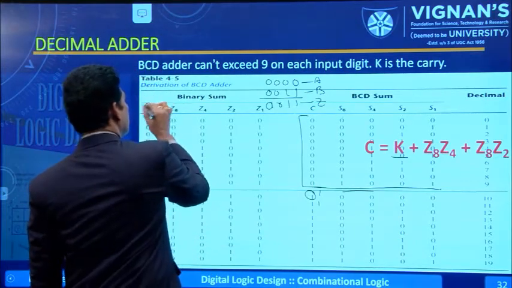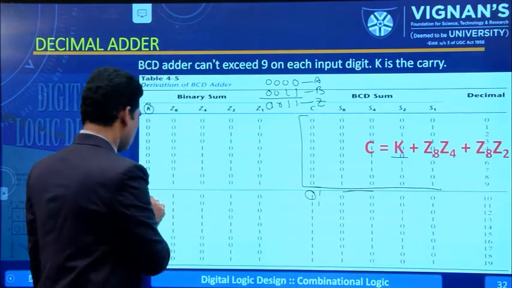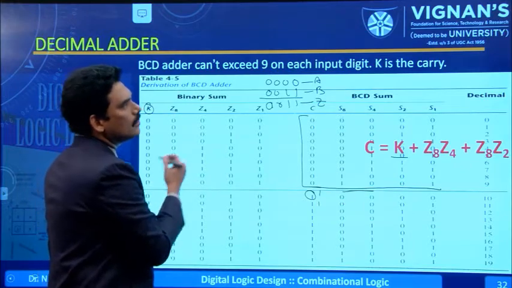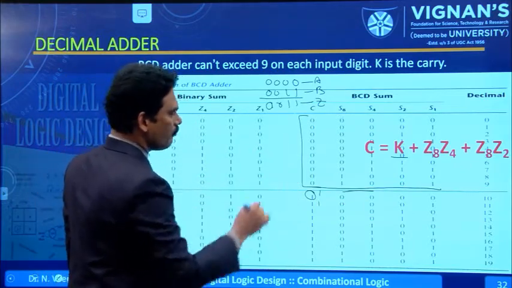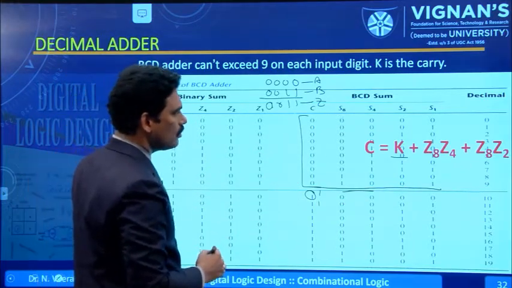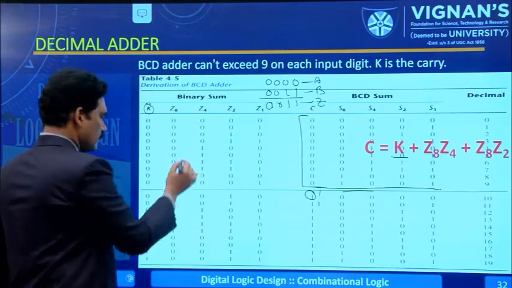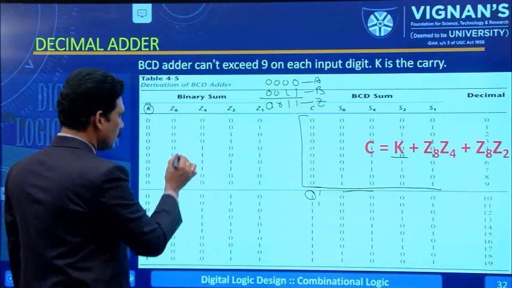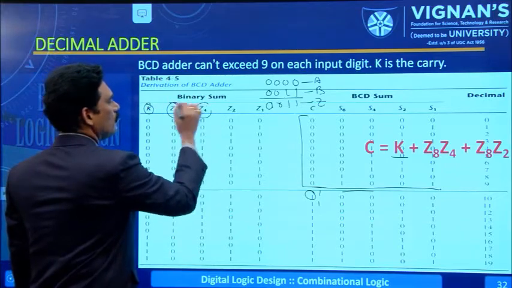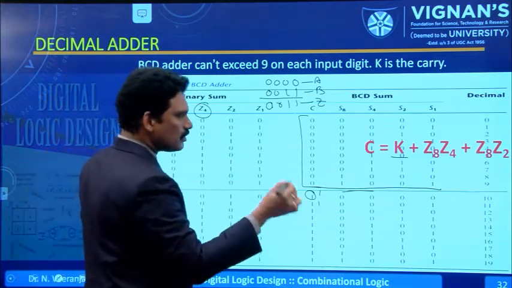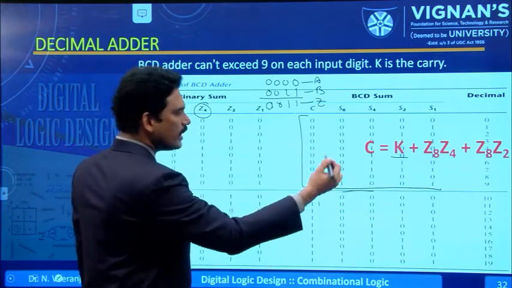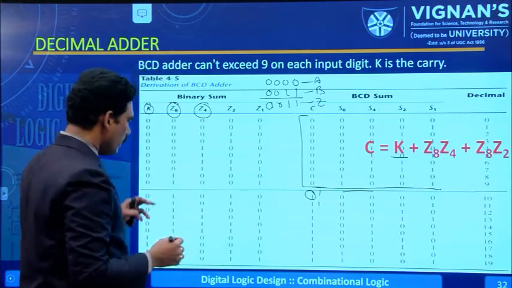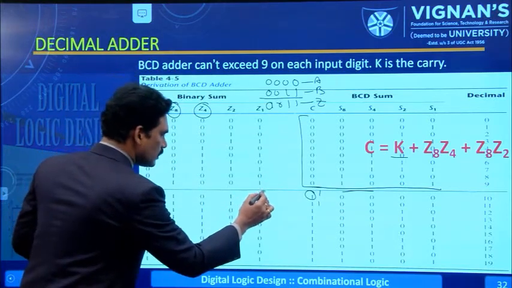What is K? The carry is equal to K plus Z8 Z4. What is Z8 Z4? Here, K plus Z8 Z4, if K is 0, we are going to capture these details.